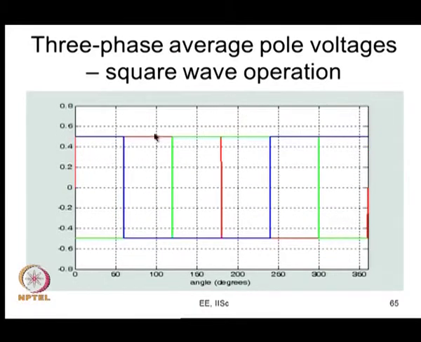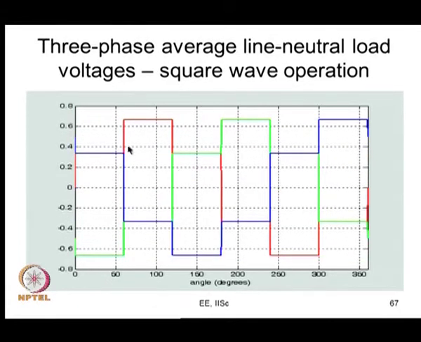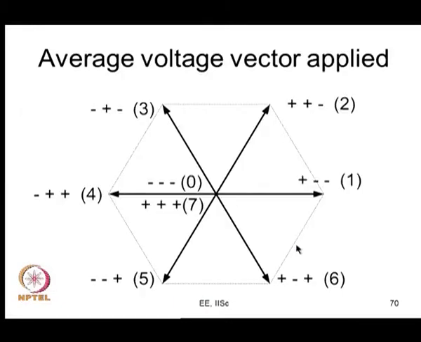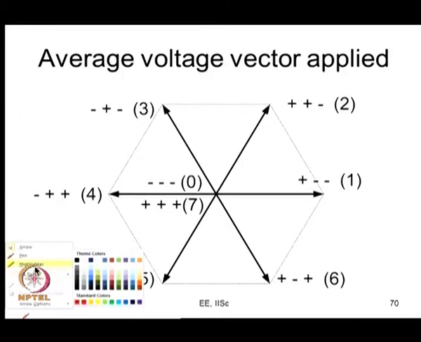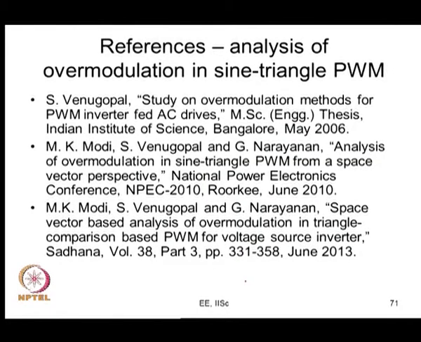I have illustrated the average line to line voltage as square wave form. So you can see that it is average pole voltage for square wave, and these are the line to line voltages, and these are the two phase average voltages. In the case of square wave, what exactly happens is only one vector is applied. This vector is applied for entire 60 degree duration, this vector for another 60, and so on for each of the six vectors. That is square wave operation.